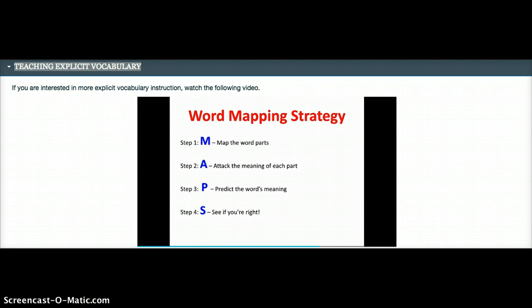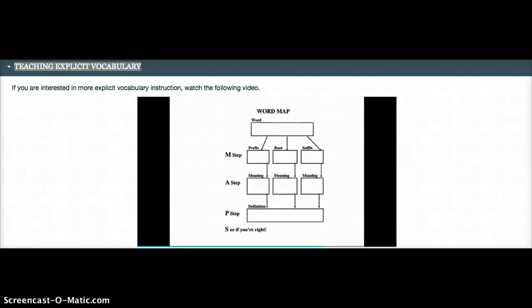So step 1, they map the word's parts. And we're going to show you how this breaks down to an organizer here in just a minute. Step 2, they attack the meaning of each part. Step 3, they predict the word's meaning, and then step 4, they see if they're right. So let's take a look at this. In the word map, again, we're helping them understand unknown words and learn unknown words in their reading.